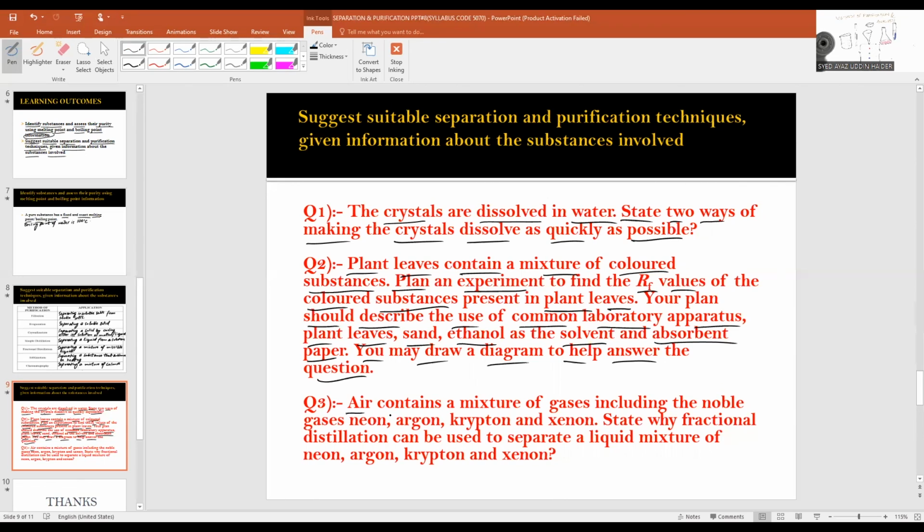Last, air contains a mixture of gases, including the noble gases neon, argon, krypton, and xenon. State why fractional distillation can be used to separate a liquid mixture of neon, argon, krypton, and xenon.